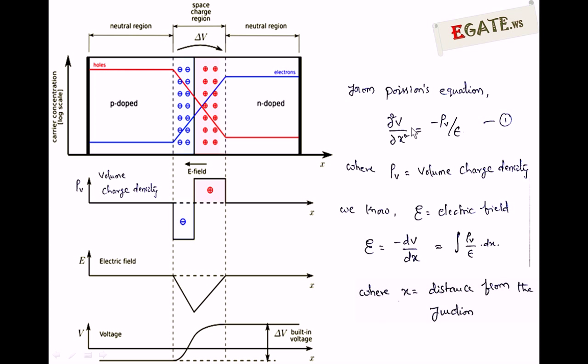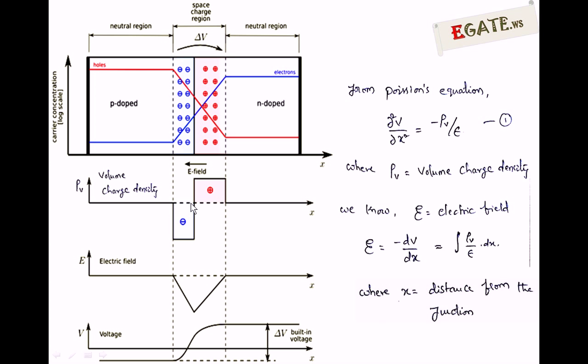From this equation, if you want to write minus dV by dx, integrate equation 1. So minus dV by dx becomes the integral of rho V by epsilon. That implies the electric field is the integration of volume charge density. Electric field is proportional to the integration of volume charge density, so if we integrate this volume charge density, we get the electric field. Very simple how to draw this. Look at this one.